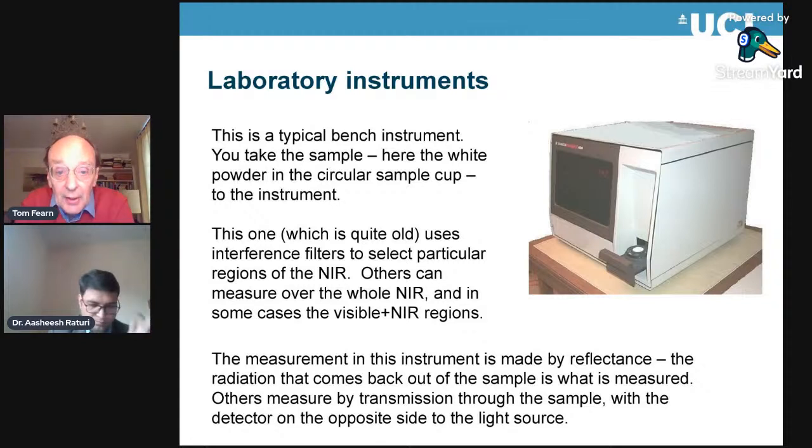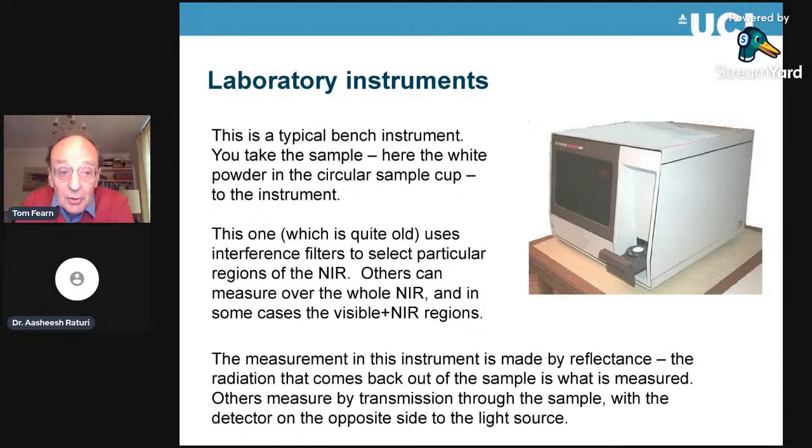So that's a quite old instrument. It's got interference filters in. There are very similar looking boxes. In fact, I think there's an identical looking box, or was, that had what's called a monochromator in, which is a ruled grid which acts like a prism and will enable you to measure the whole spectrum over the whole NIR range. The box looks the same. What you get out is a lot more data.